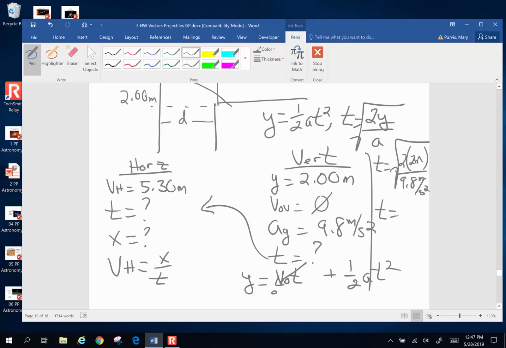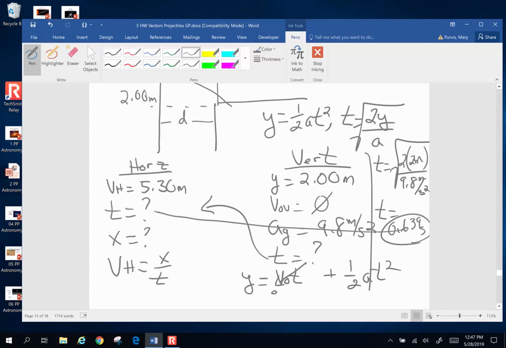All right, so 2 times the 2 meter drop, because that's my vertical displacement, divided by 9.8, square root. How long is he going to be in the air? That is not right, because I got a weird number. Square root that little beastie, I got 0.639 seconds that he's going to be airborne.